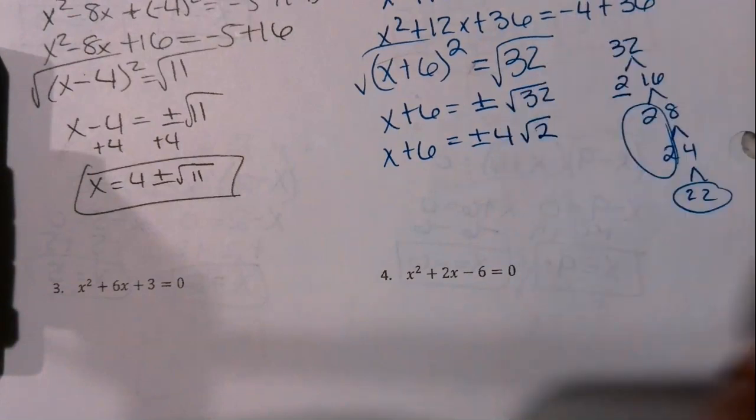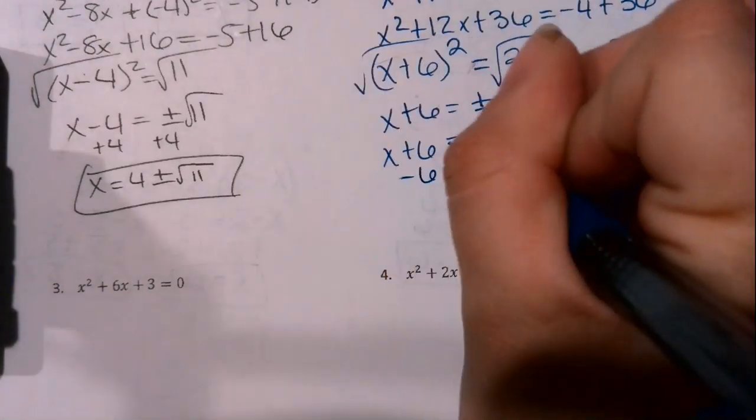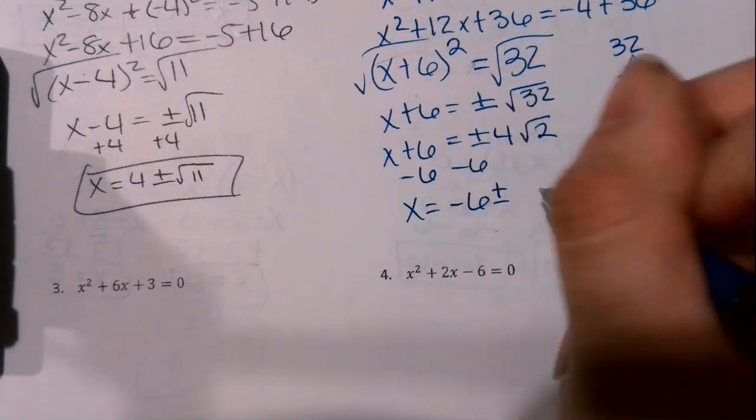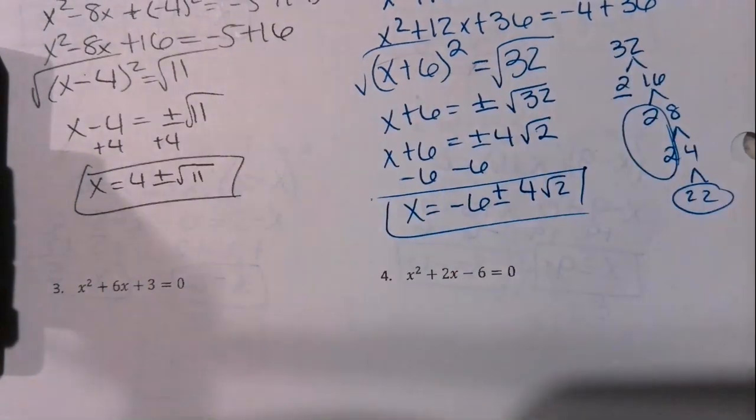So that stays. Then, this isn't completely solved. I need to get x all alone. So I want to subtract 6 on both sides. I get x equals negative 6 plus or minus 4 square root of 2.